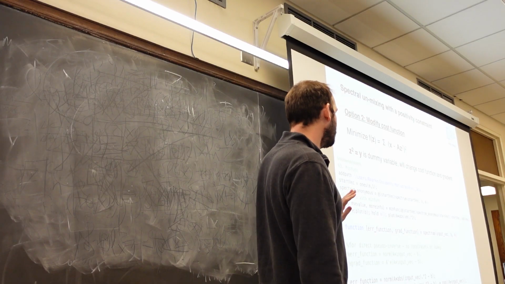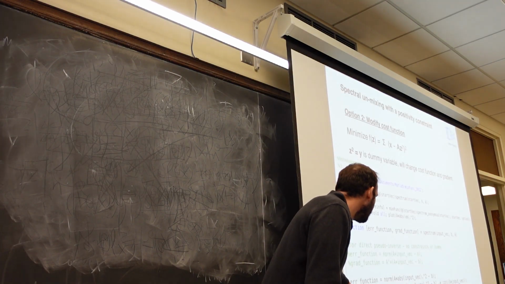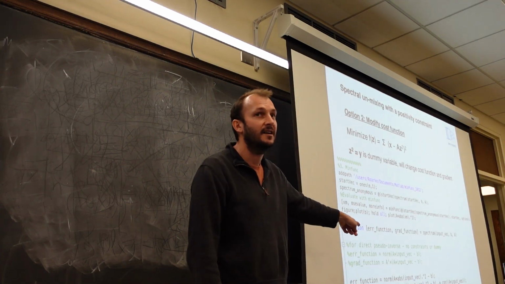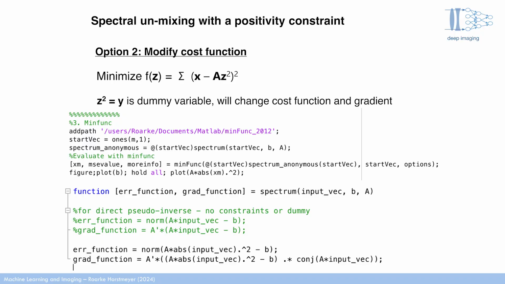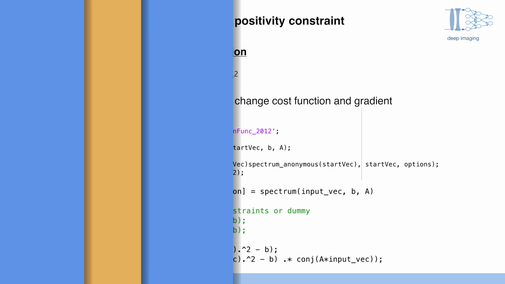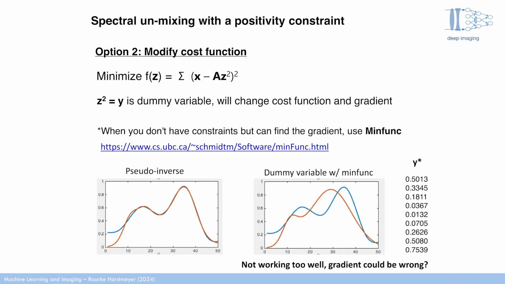But here, this one's a pretty simple gradient. So the gradient function here, down here, you can see I wrote it out. You have to tell minfunc that gradient function. It's A transpose times A times abs, the square difference, times the conjugate of that term. It's kind of complicated because there's this double squaring, right? But you can figure it out. And then you hit enter, and you get something like this.